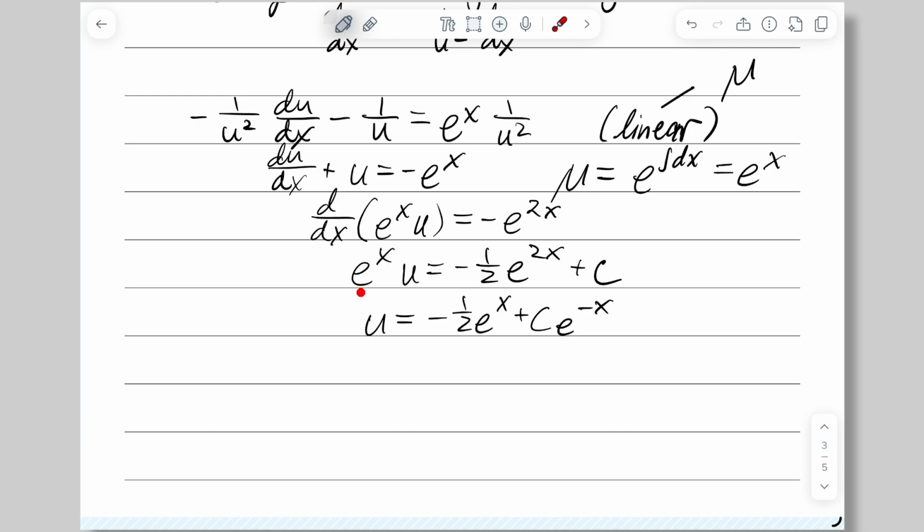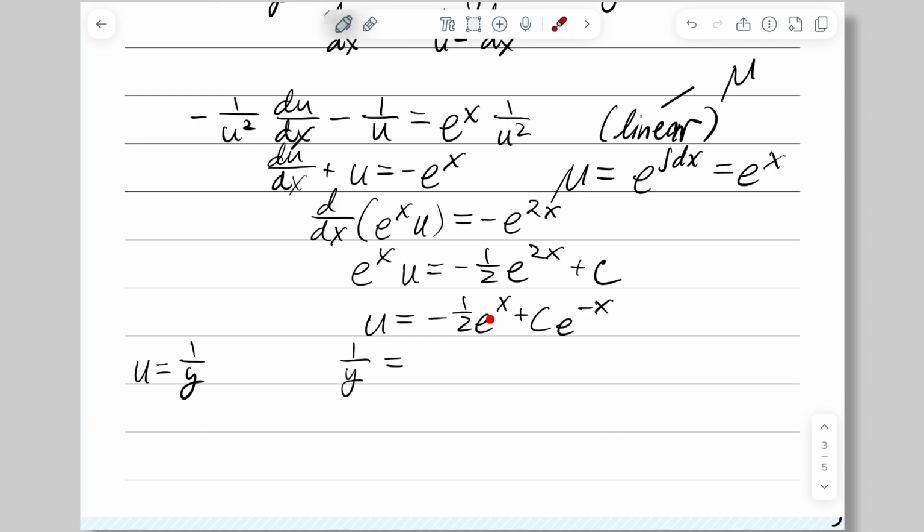Integrating both sides gives us e to the x u is negative 1/2 e to the 2x plus our constant of integration. And isolating u gives us negative 1/2 e to the x plus c e to the negative x. Our substitution was that u was equal to 1 over y. I want to give an explicit solution, so we're going to solve for y. In this case, that means finding the reciprocal.